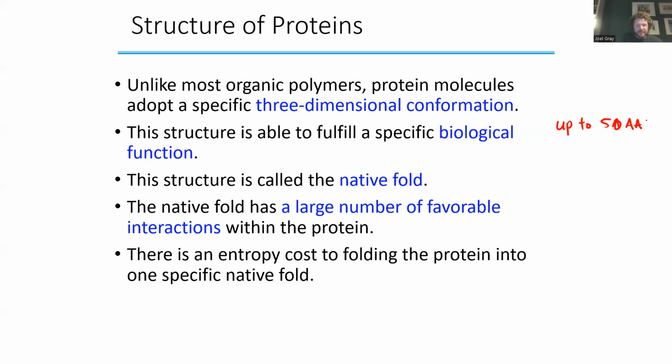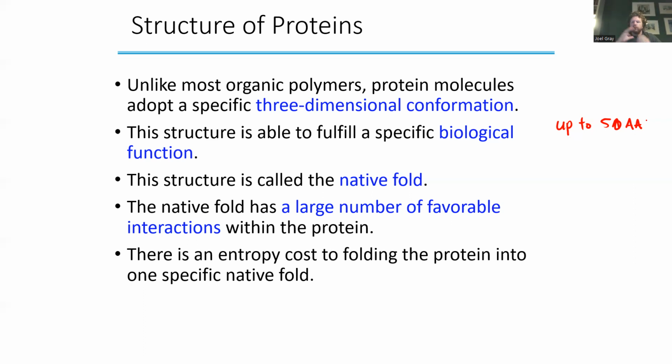So basically, what does that thing look like? That's the question in conformation. Now, this structure is able to fulfill a specific biological function. So what that thing folds itself into is going to help it do a specific job. Now, the shape that protein adopts is commonly referred to as the native fold.